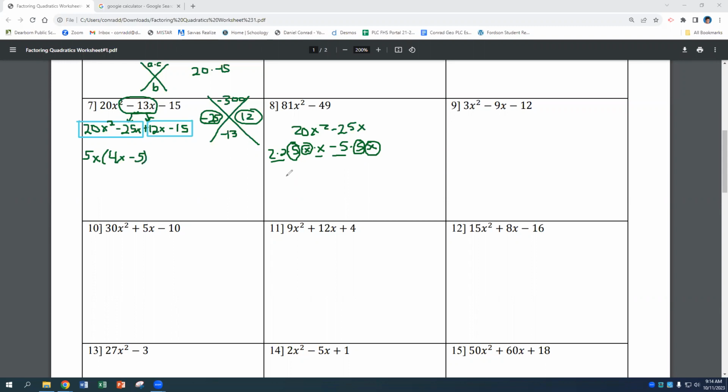For the next one, 12x minus 15, this could be 3 times 5. So if we pull a 3 here, that's going to be 3 times 4 times x. So what do we have in common? We have not a 5, we have a 3 in common. So what I'm going to do is factor out a 3. What do I have left? I have 4x and then minus 5.